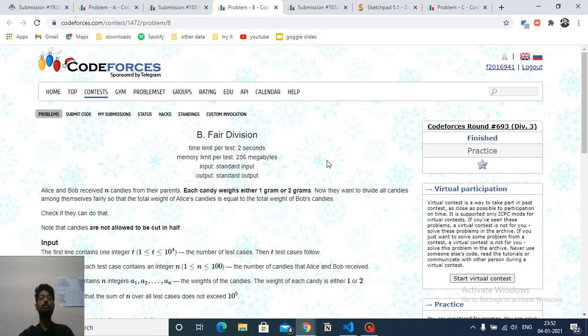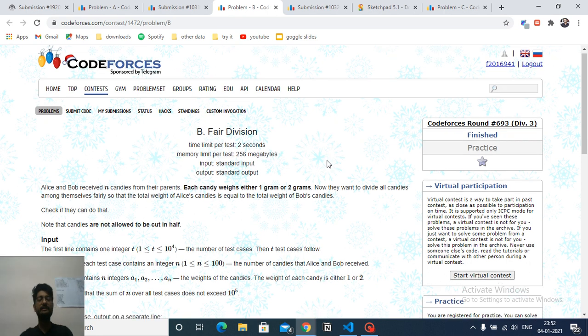Hello friends, so this is the second problem from the latest Codeforces round 693, problem named Fair Division. As you can see, Alice and Bob have n candies in total and they want to divide those candies among themselves. Now each of those candies can either weigh 1 gram or 2 grams.